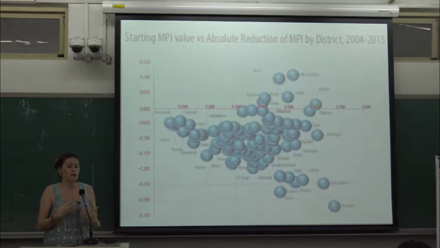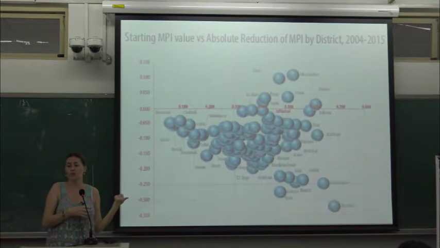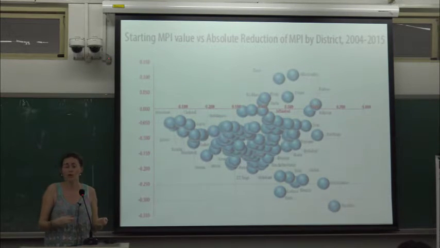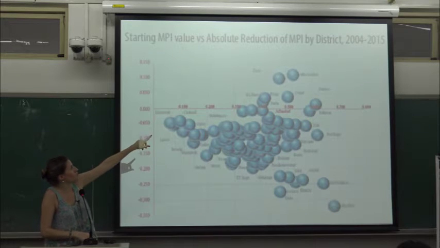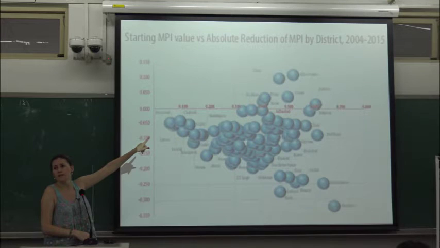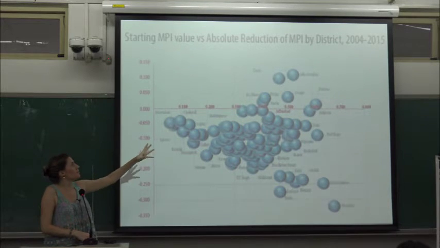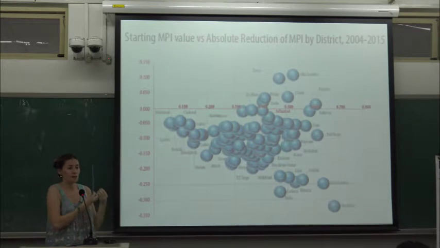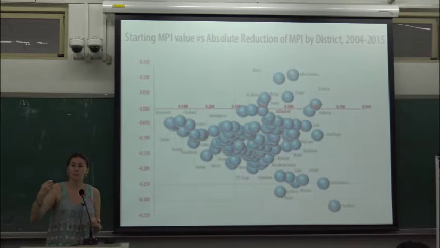And we actually analyzed whether these changes were statistically significant or not. And we found that, unfortunately, for those that are over there at the top, they are statistically significant. So it means that even being very, very poor at the beginning, those districts increased their poverty levels even more. Their MPI increased even more in the past decade.